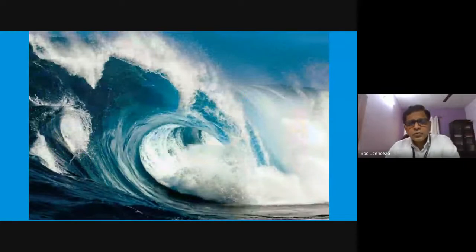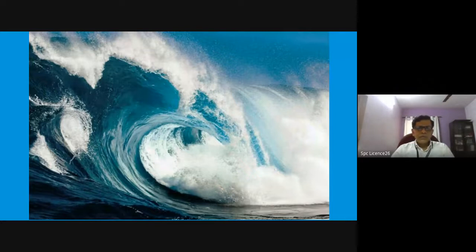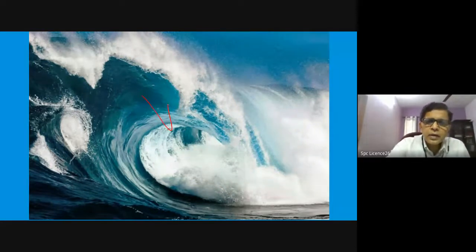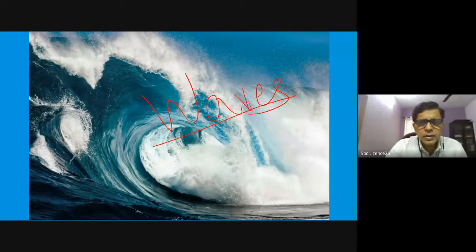And then we come to some major features as far as the ocean surfaces are concerned, and what you see in front of you are nothing but waves lashing the coast as such.